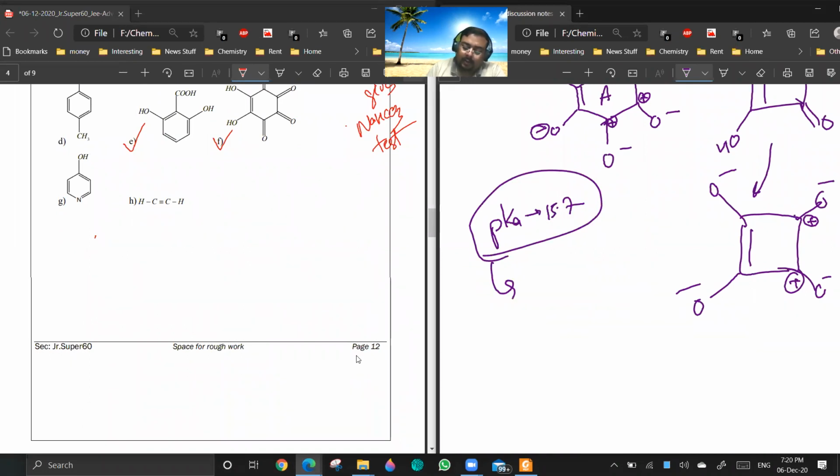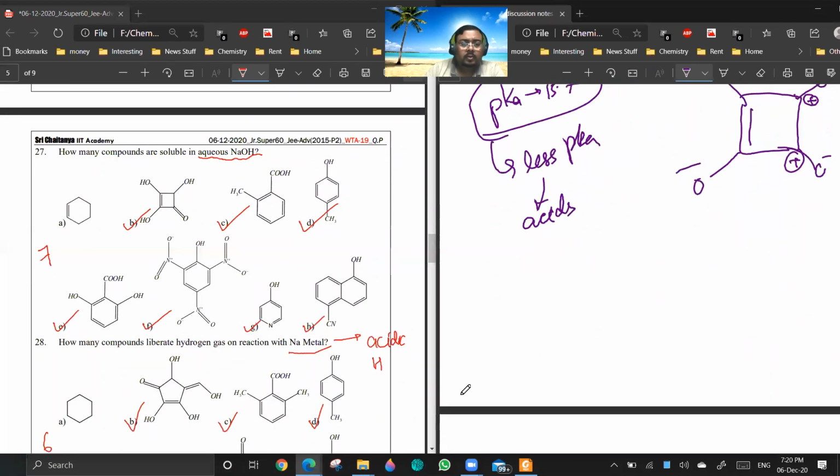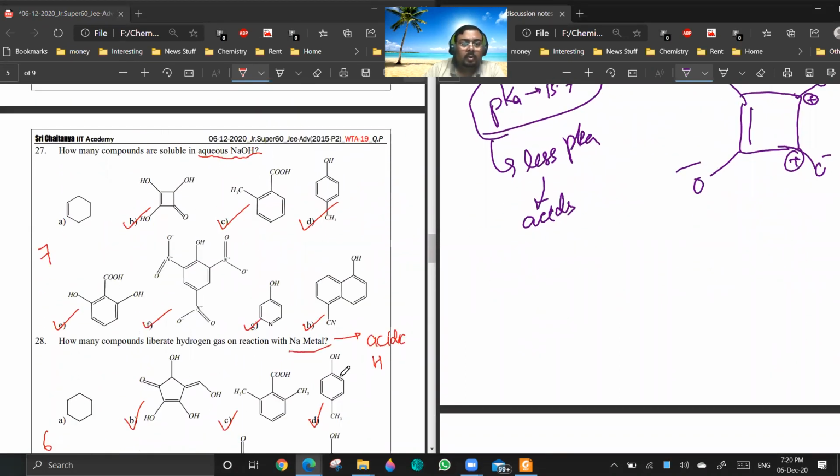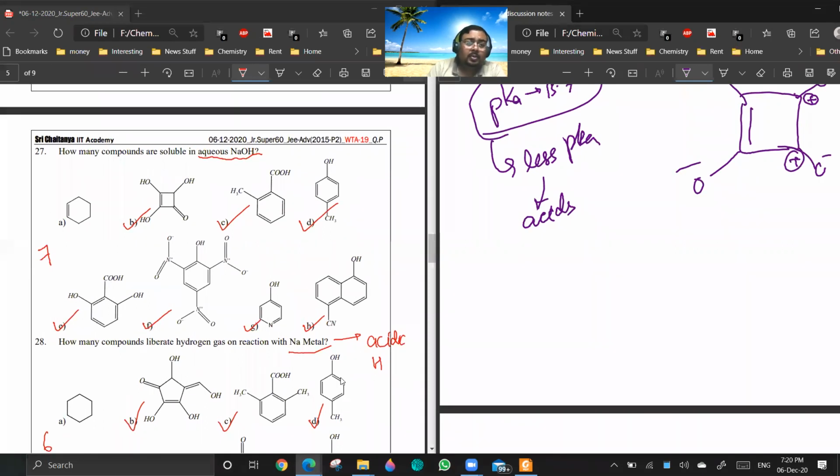All substances which have a lower pK are considered to be acids. After this, questions 27 and 28. See, they are just considering all the acids in these cases. All substances which are acidic will be counted. Phenols are also acidic in nature because the pK is less than 15.7. Only this one is not, because it has a negative charge on carbon.